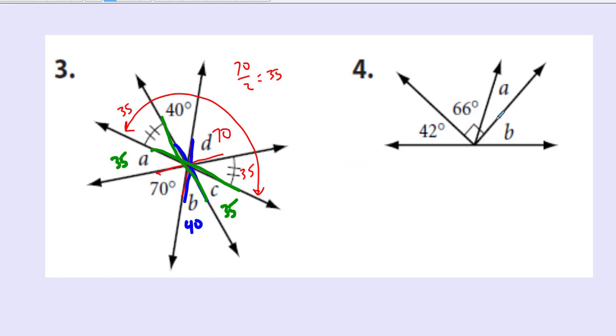Over here, this is marked as a right angle. So these angles are complementary. This must be 24 degrees. All together, these have to be 180. So we have 90 and 42 is 132. This must be 48 degrees.